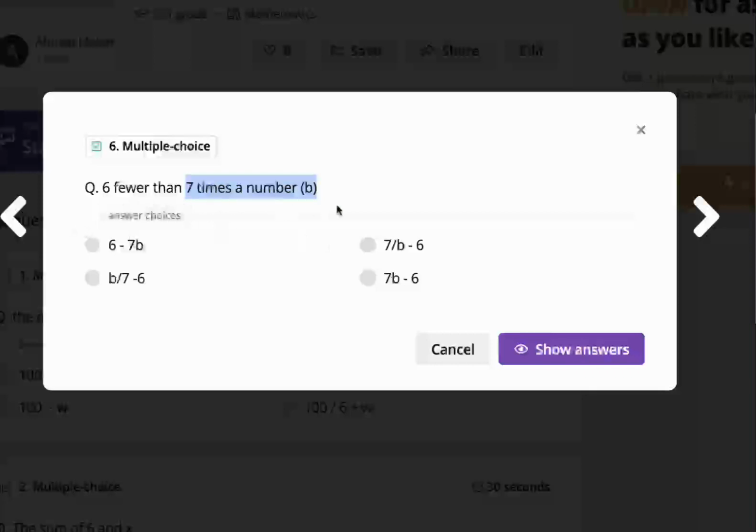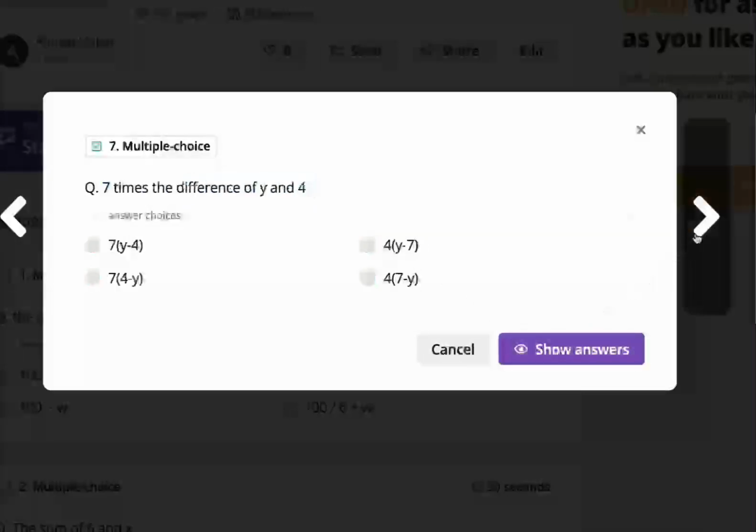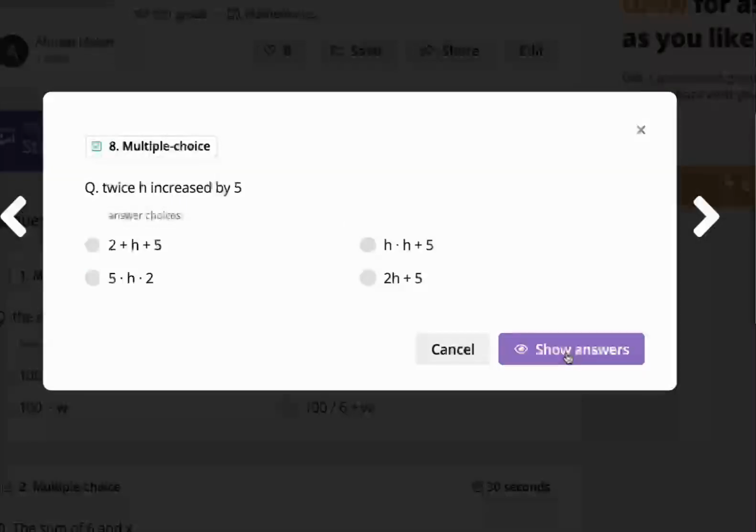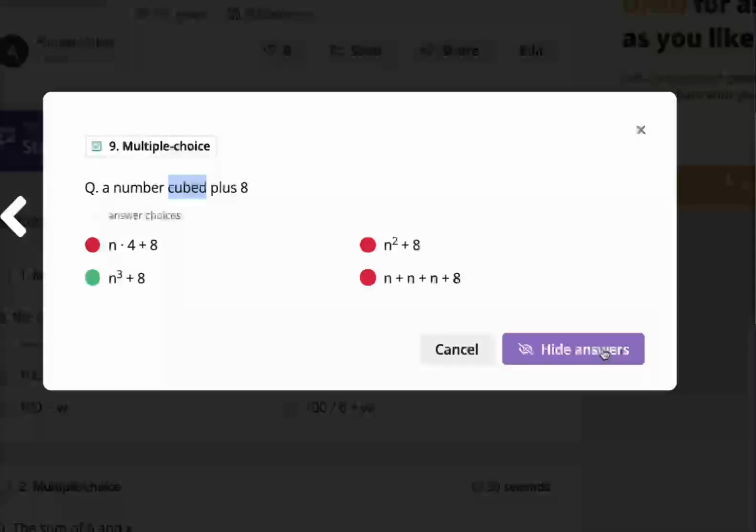6 fewer than 7 times B. So 7B, and you need 6 fewer than this, so it will be 7B minus 6. 7 times the difference of y and 4. The difference means subtraction, so y minus 4, multiplied by 7: 7 times the quantity y minus 4. Twice h increased by 5. Twice means times 2, so 2h plus 5. A number cubed plus 8. So n cubed plus 8.